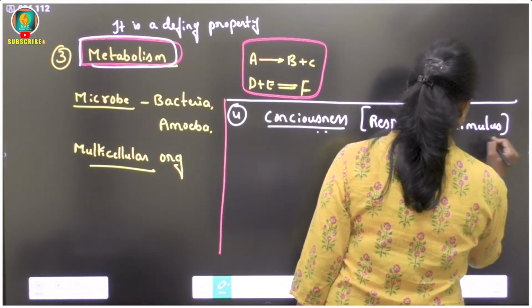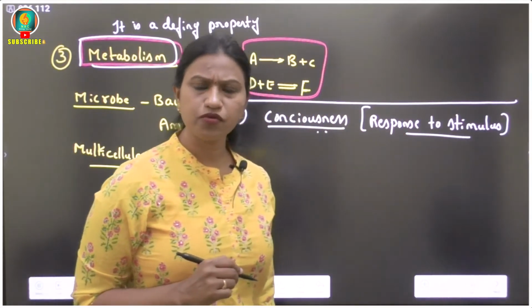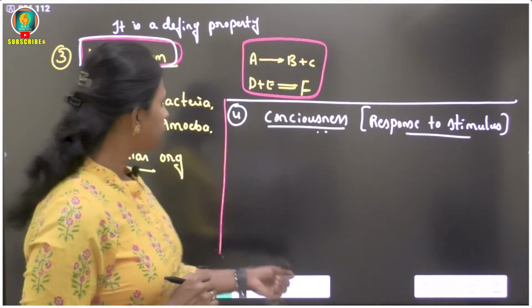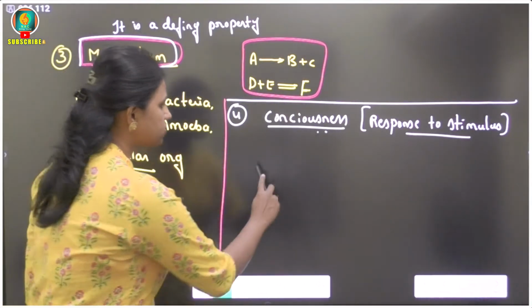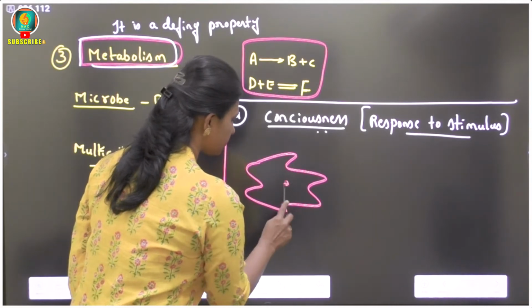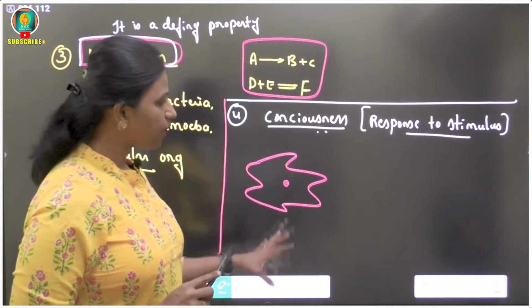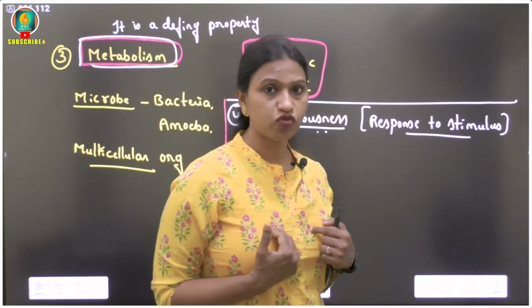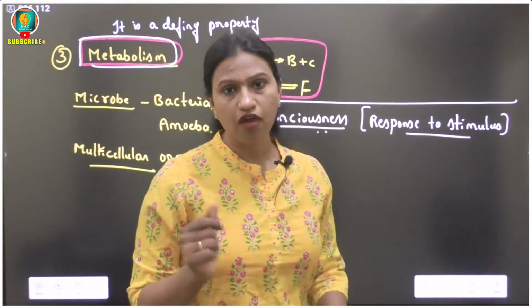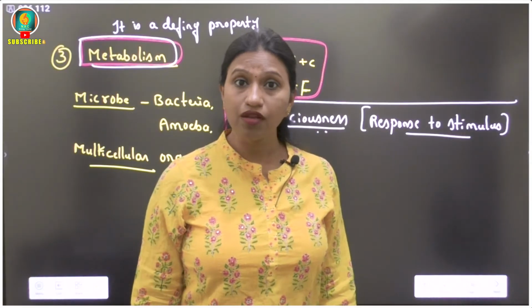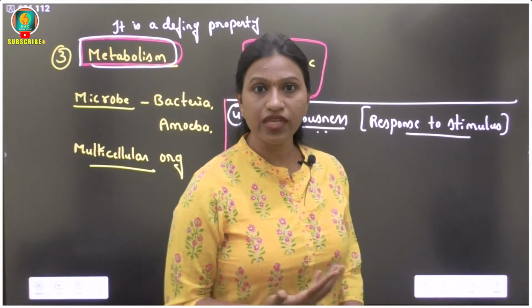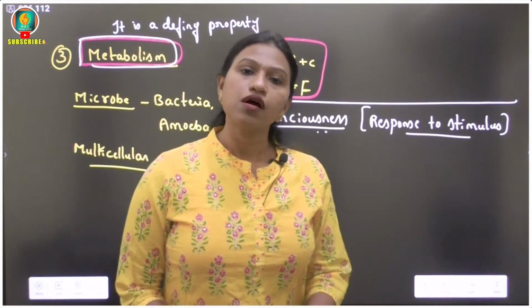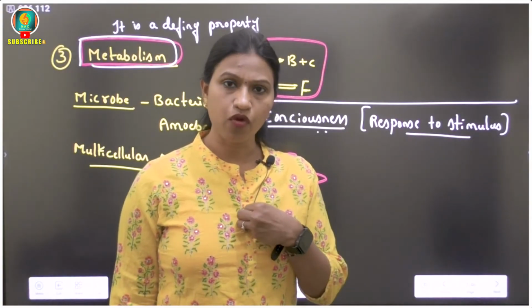Response to stimulus. Every organism does respond to the stimulus, no? Let me take an example of amoeba. Imagine there is an amoeba like this here. So we think that amoeba does not show any response to the stimulus because we people do respond to the stimulus. If anybody comes and pinches, of course we are going to give him a slap, or we are going to run very fast if any dog chases. That means we do respond to the stimulus.